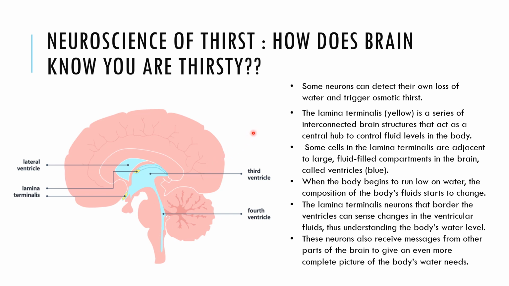So in the body, there are some neurons which can detect their own water loss, and then they trigger the osmotic thirst.